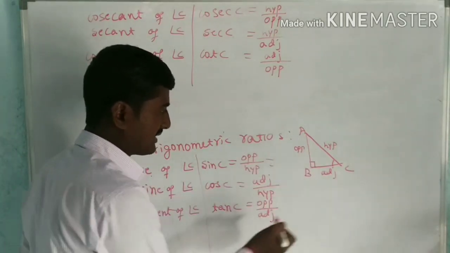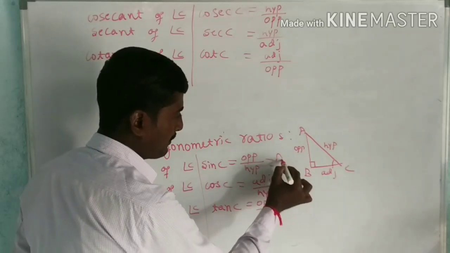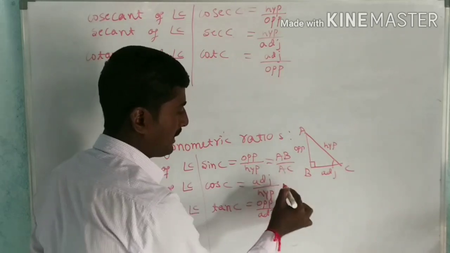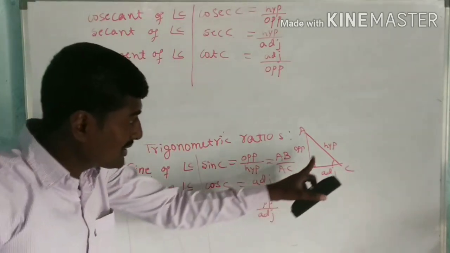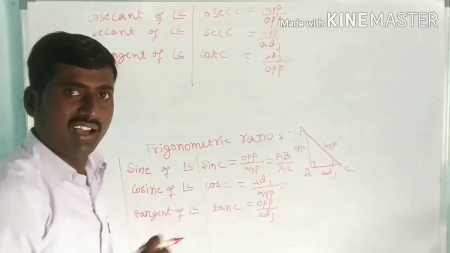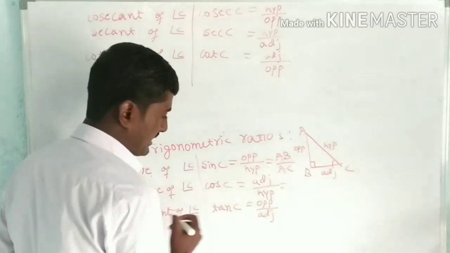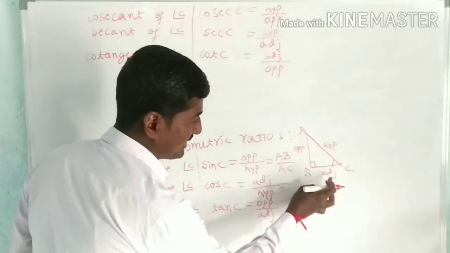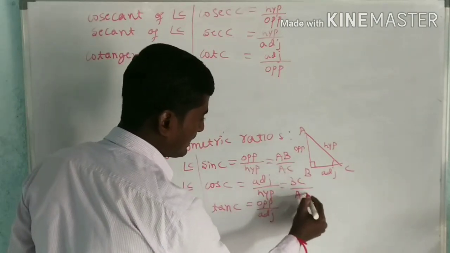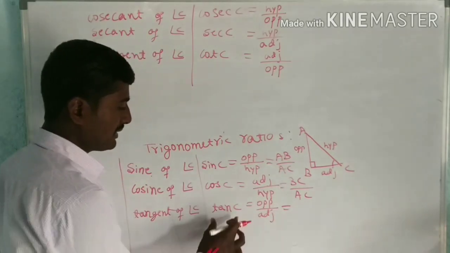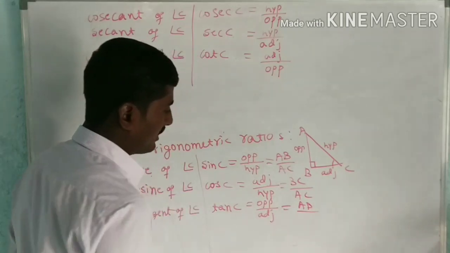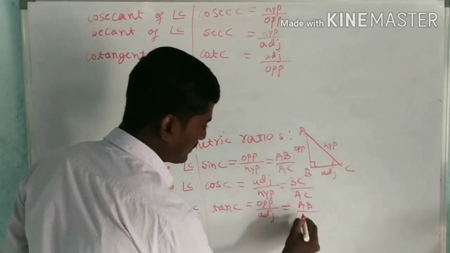So let us write the sides here. Opposite I have taken as AB, hypotenuse I have taken as AC. AB by AC, that is sin C. According to this diagram only I am writing. If you take this angle A, those are different; I will write them also. Next, cos C, adjacent by hypotenuse: adjacent I have taken as BC divided by hypotenuse AC. Then tan is opposite AB divided by adjacent BC.